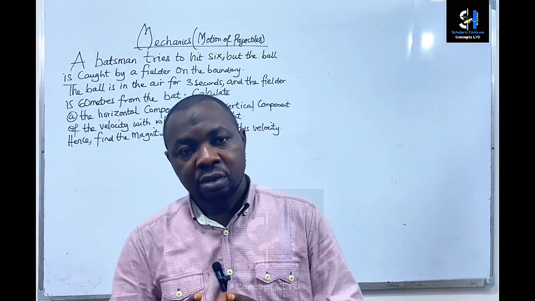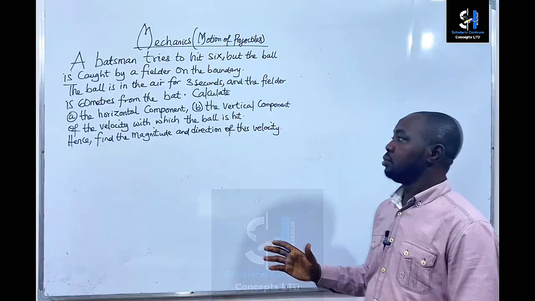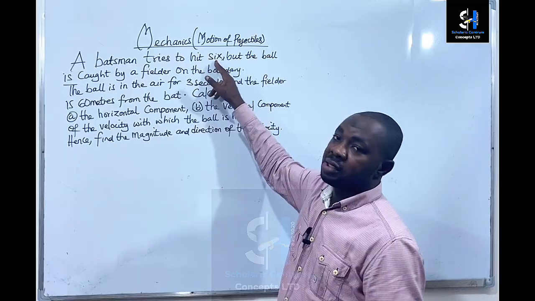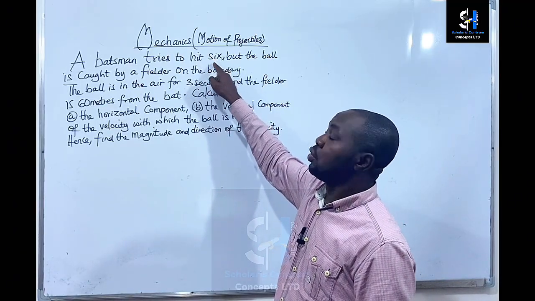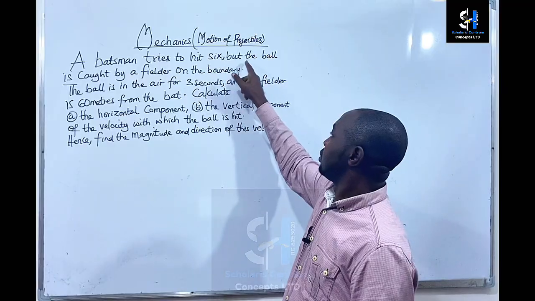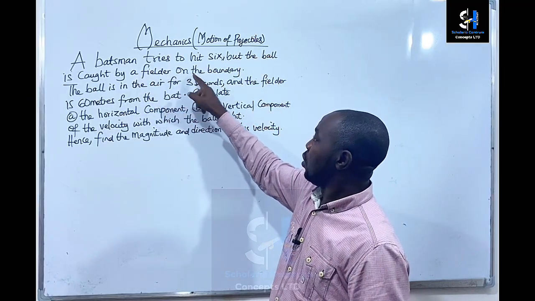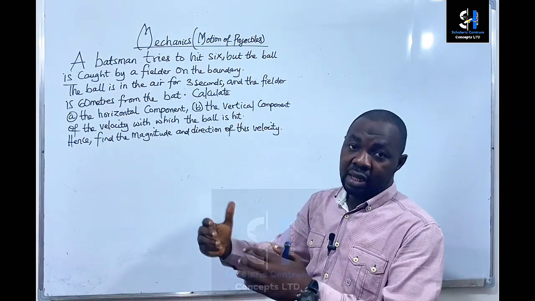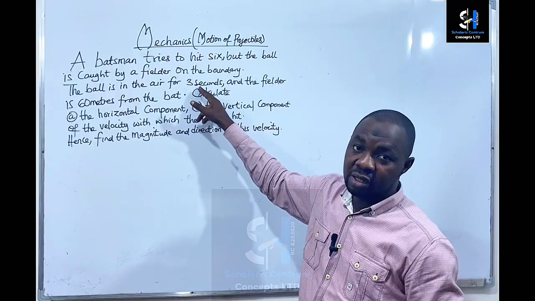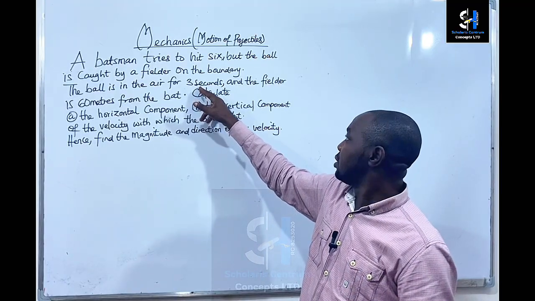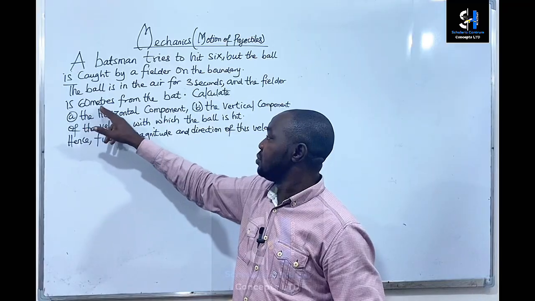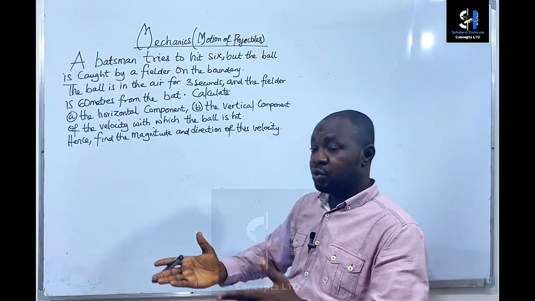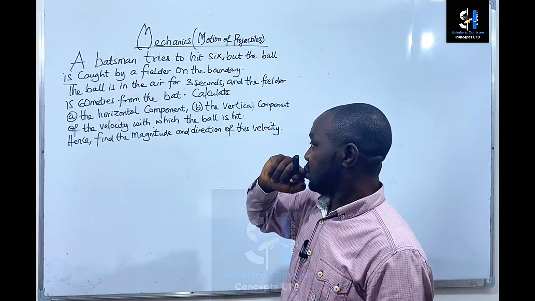Now, of course, when we look at the question, we're given that a batsman tries to hit six. This does not mean that we are going to use the number six in this question, but the ball is caught by a fielder on the boundary. So the ball is in the air, which means the 3 seconds we are given here will be the time of flight. And the fielder is 60 meters from the bat, which means that the horizontal distance, which is the range, will be 60 meters in this case.